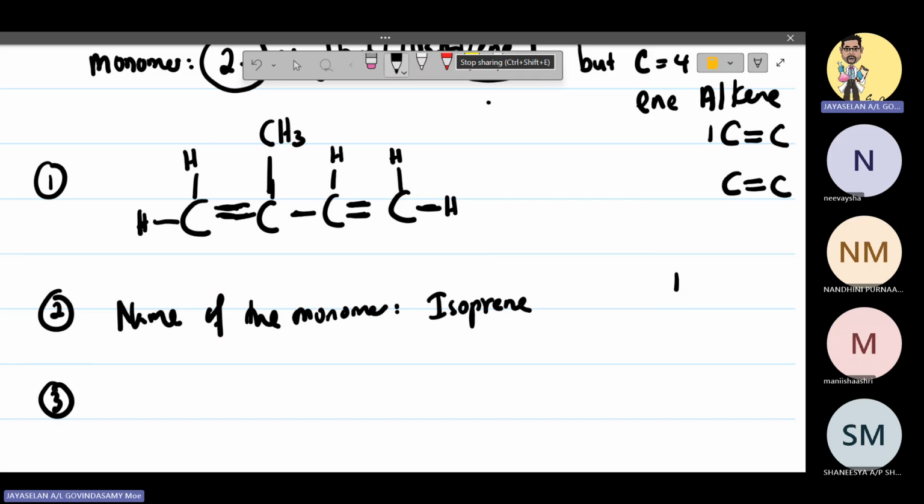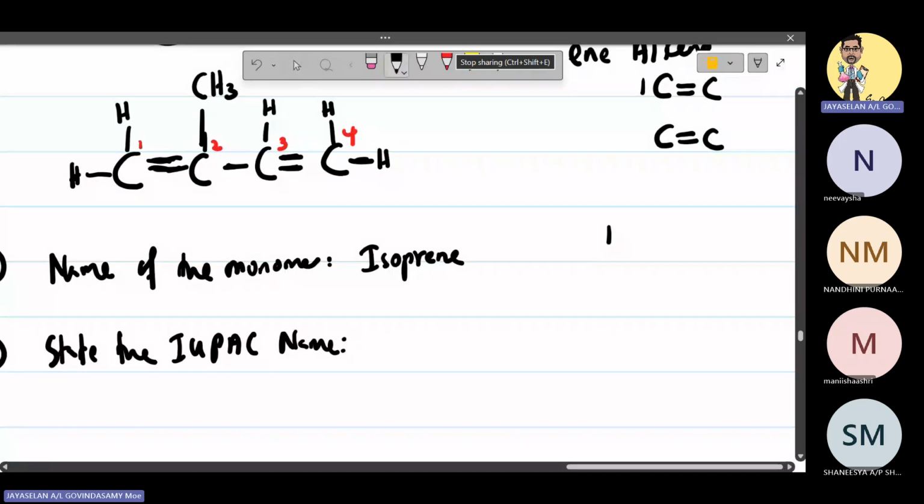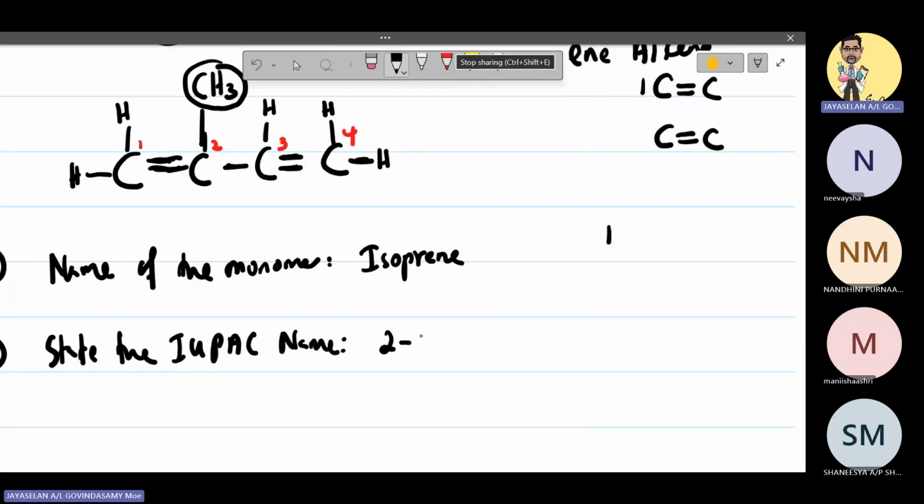If, let's say, one more question, they ask you to state the IUPAC name of this monomer, what do you do here? Very simple. 1, 2, 3, 4. After you put here 4, you see the branch attached on carbon number 2, right? So you put here 2 dash. What is the name of the branch? Methyl. Okay, we have 2 double bonds.